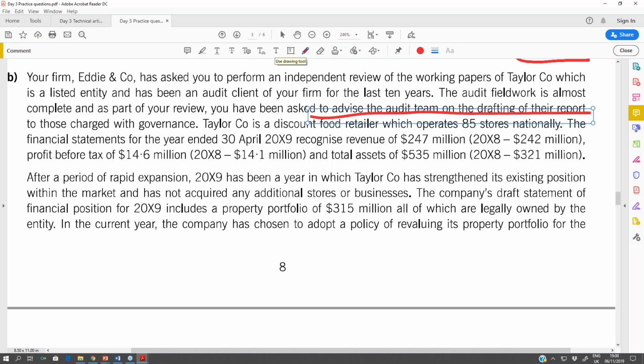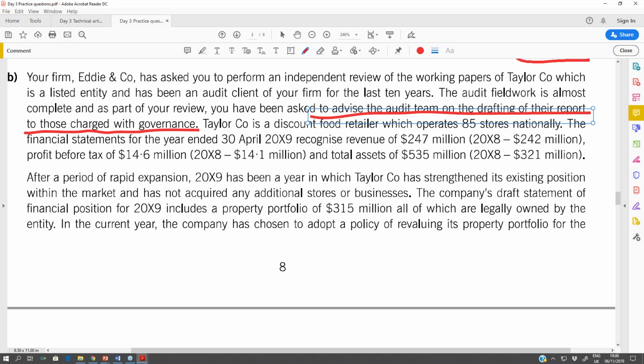So in the exam, it is very important to read, right? Are we writing a report to the shareholder, or are we writing the report to those charged with governance? A lot of the time students just look at the word report and conclude that this is a report to the shareholder. You should read the complete sentence to identify whether the report is to the shareholder or to those charged with governance.